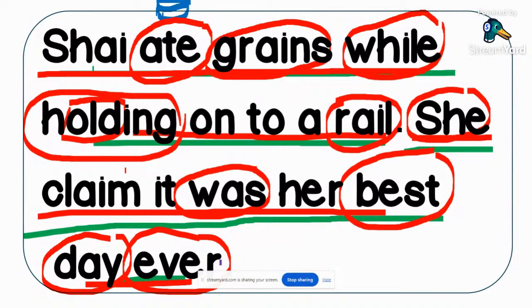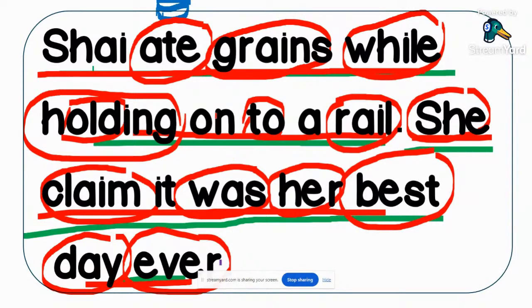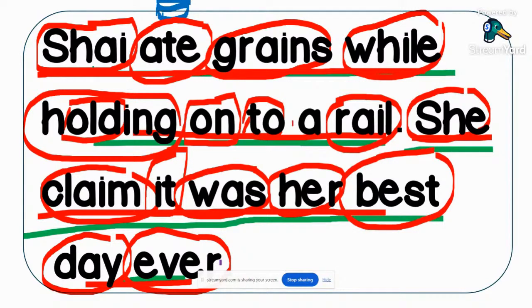Find the word claim. This one says claim. Find the word her. This one says her. Find the word to. This one says to. Find the word on. This one says on. Find the word she. This one says she. Find the word it. This one says it. And find the word a or a. This one says a or a.